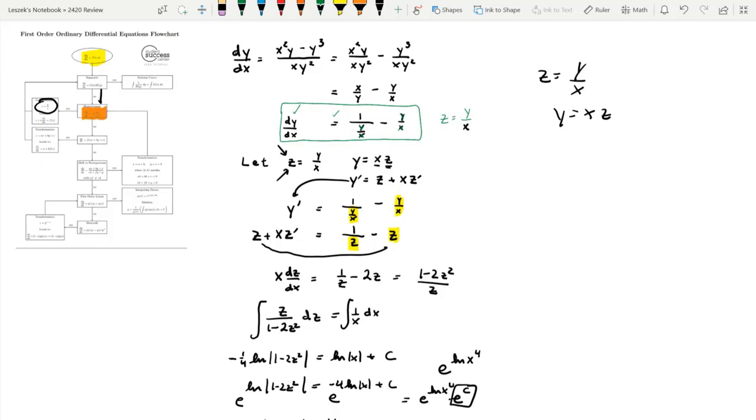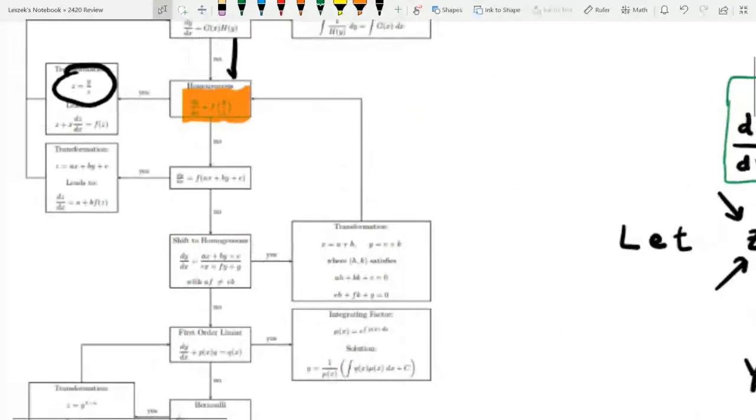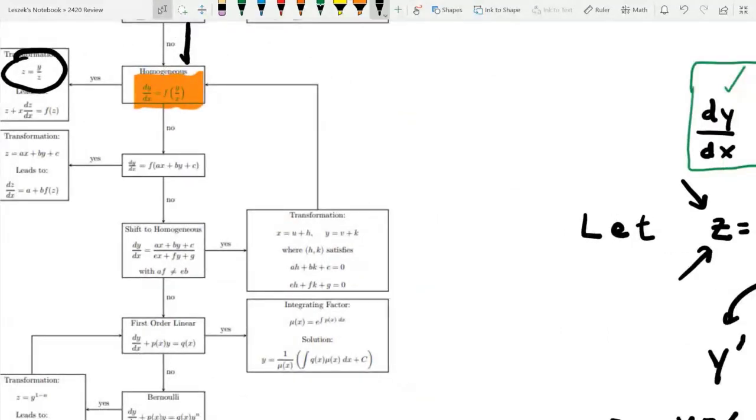Okay, there was another problem on your practice exam 1 review. That was a shift to homogeneous, this kind of thing. It's a differential equation that's almost homogeneous, except we have some constants that we want to get rid of by doing a shift of variables for both x and y. So we'll do an example of that.